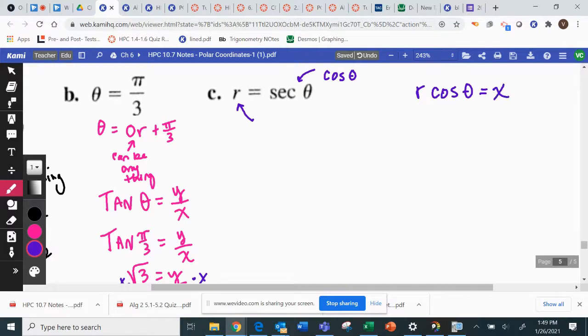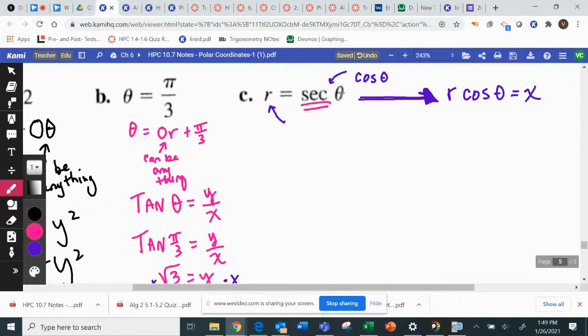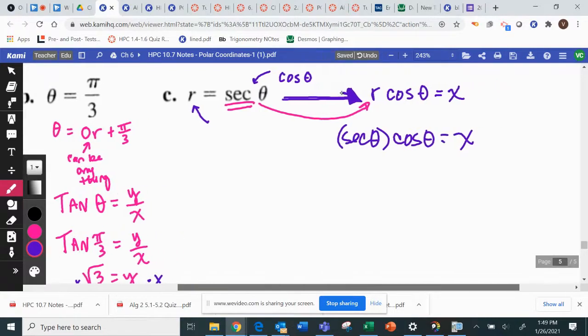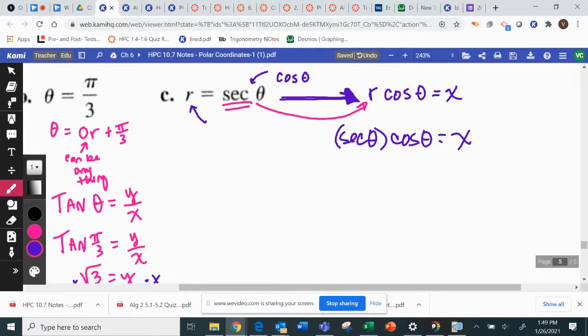X. And they're using this equation over here, this equation right over here. And they're saying, here's what r equals. Oops, I went too far. Here's what r equals. Let's plug it in. Okay.